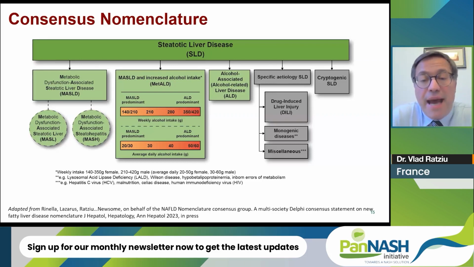So this is the MetALD category, which is the innovation of this new nomenclature system. And that covers people who drink between 20 and 30 grams per day, up to 60 grams per day, excluding 60 grams per day, so up to 50 grams per day.